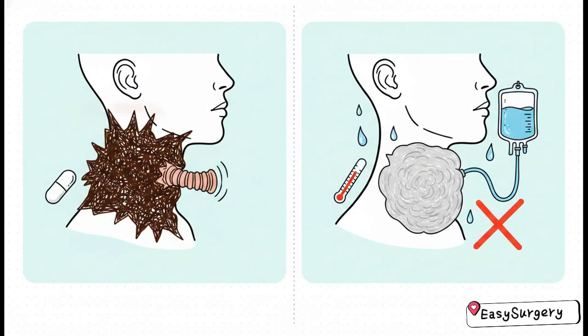Anaplastic carcinoma is notoriously aggressive. We're talking the worst prognosis. It presents as a woody, hard mass that often compresses the trachea or the recurrent laryngeal nerve.